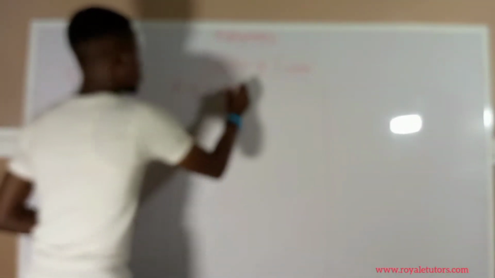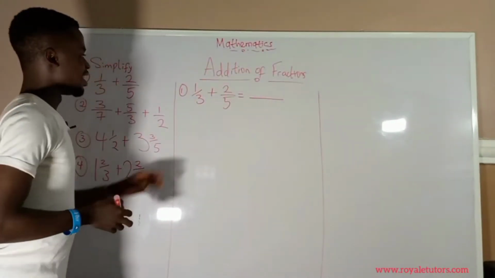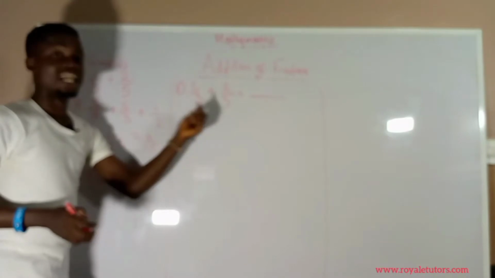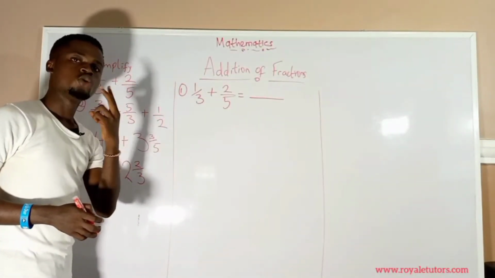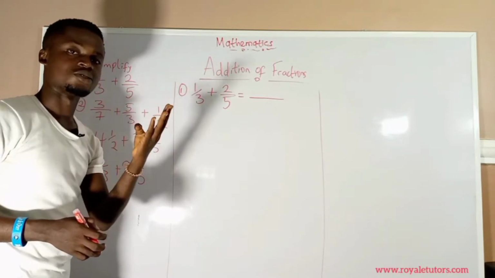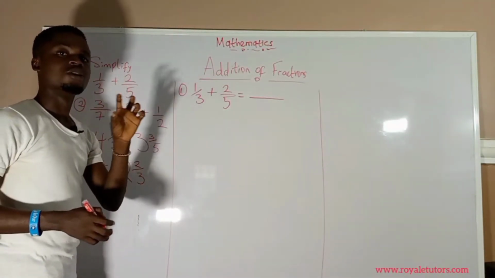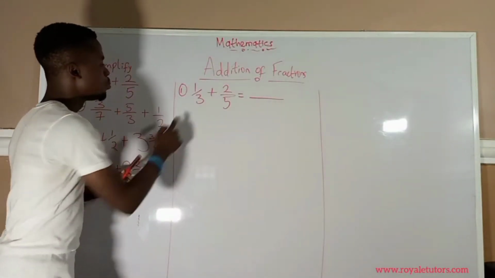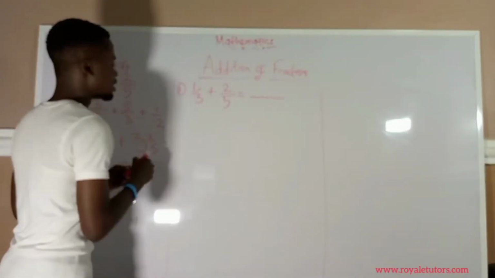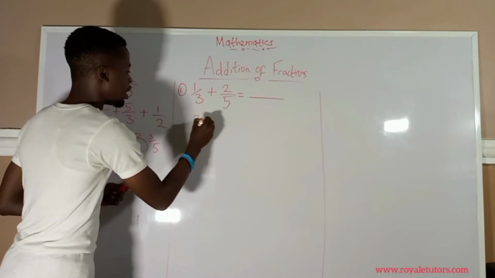Okay? So we have a line, which is the division line. What we are doing basically is to get just one fraction from this. When you add two fractions together, or three fractions, or four fractions, irrespective of the number of fractions you add together, you will get just one fraction. So what you do is you pick the numbers at the denominator, 3 and 5.